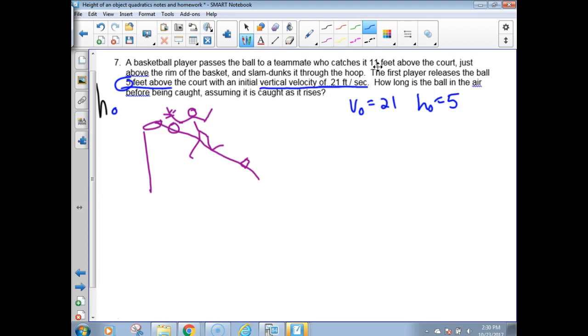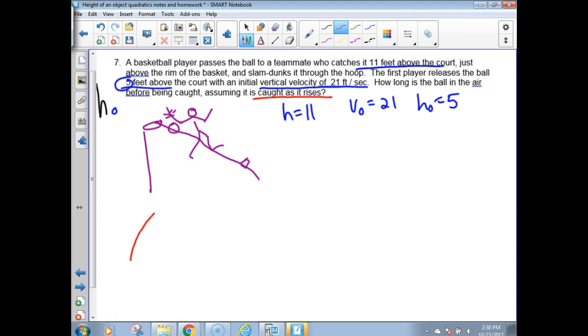Okay, you have to be able to interpret these. I've done this before. All right, he catches it 11 feet above the court. That's going to be in H, height. How long is the ball in the air before being caught, assuming that it's caught as it rises, not as it's coming down?